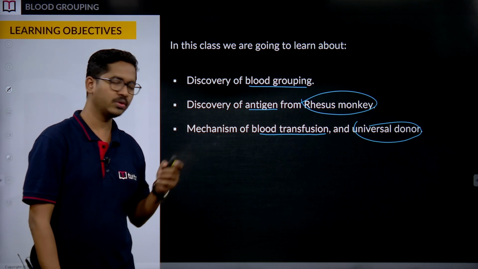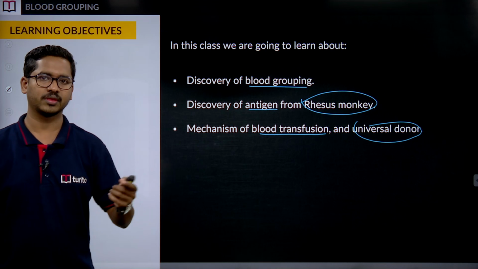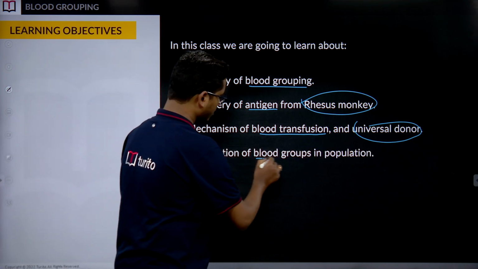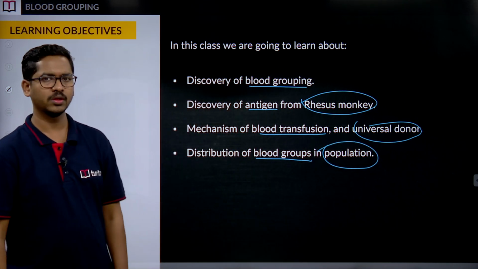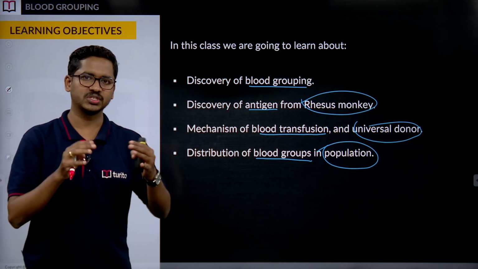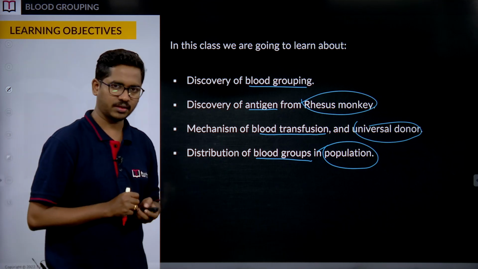So, with respect to blood transfusion, we are going to understand about the universal donor, and then we will also understand the distribution of blood groups in the population. This objective will be pertaining to the Asian subcontinent only. So, we will look into those details.